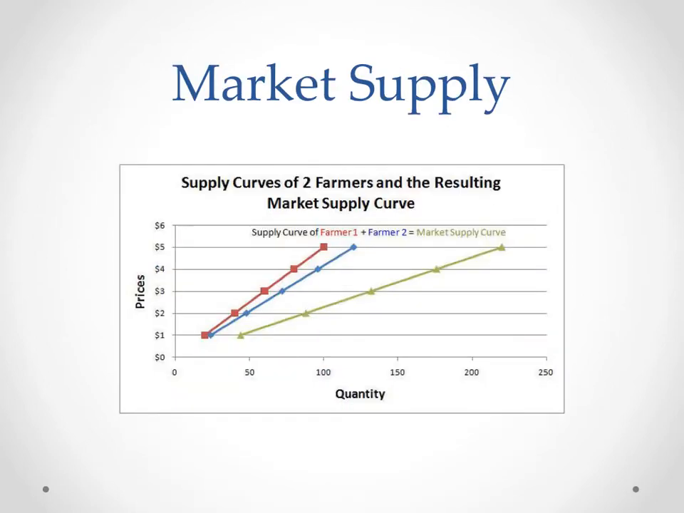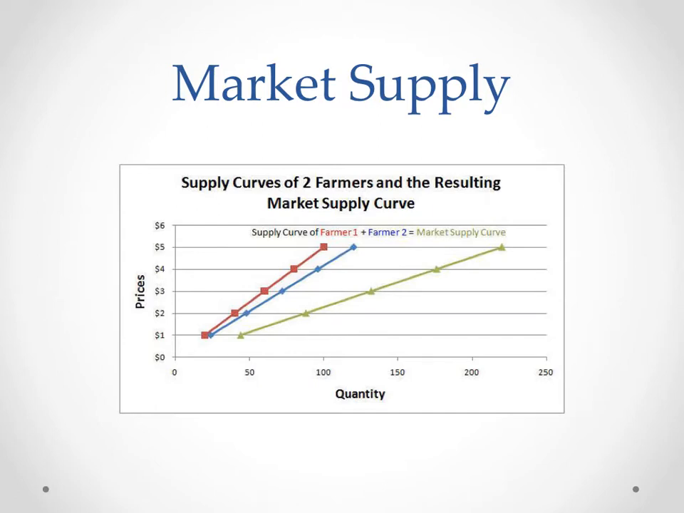However, sellers may change the quantity offered for sale at every price when a non-price influence of supply changes. A change in supply is graphed as a shift of the supply curve. An increase in supply is represented by a rightward shift of the supply curve, such as the shift from farmer 1 to farmer 2. As supply increases or shifts to the right, farmers are willing and able to sell more of this product at every price.